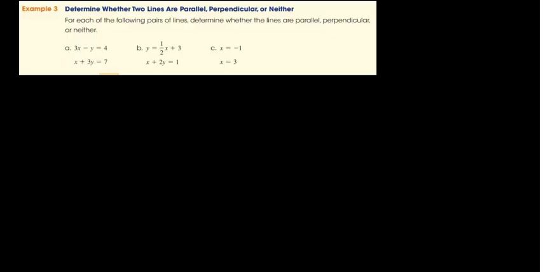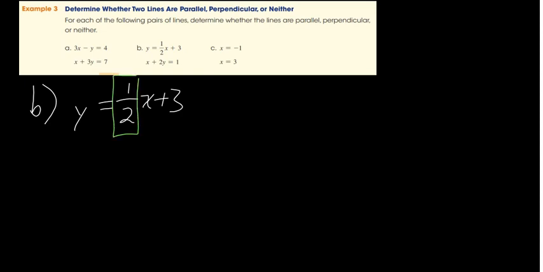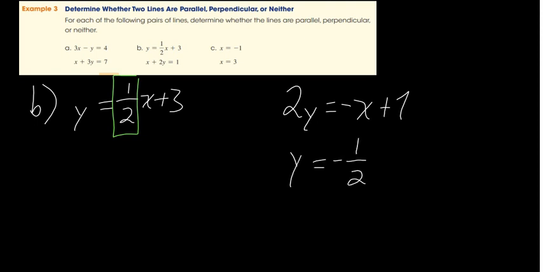Alrighty, so B. Well, heck, the first one's already done it for us. That's awfully nice of the textbook. Okay, and of course our slope here is a positive 1/2. And then down the next one, we're going to go ahead and subtract x from both sides. So we're going to have 2y is equal to negative x plus 1. We divide both sides by 2. So we're going to have y is equal to a negative 1/2 x plus 1.